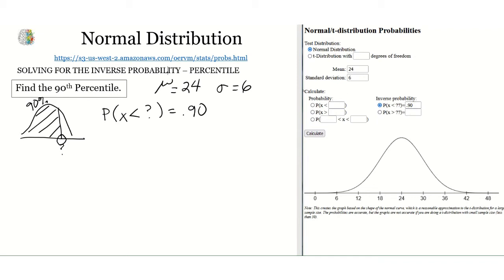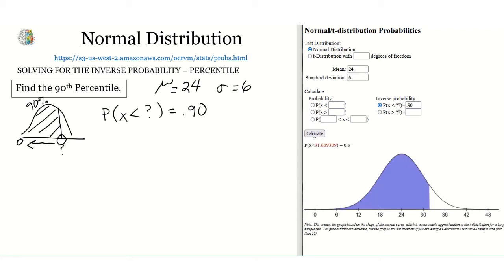This means that somewhere between that x value and less, that's going to give me my 90th percentile. So I'm going to calculate, and we see that it's giving me an answer of 31.6893. So this answer in red is telling me this x value right here where the purple and the white meet. That's going to be the x value that will give me a 90th percentile probability, and the 90th percent probability is this purple shaded area. So this unknown value here is 31.6893.